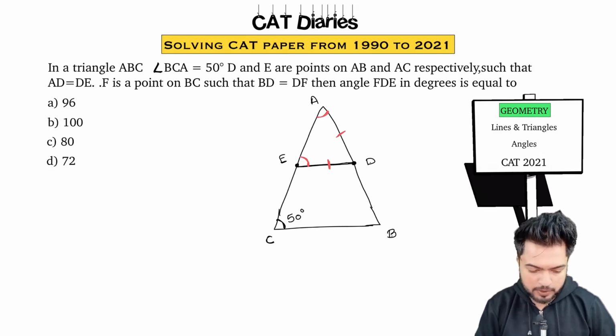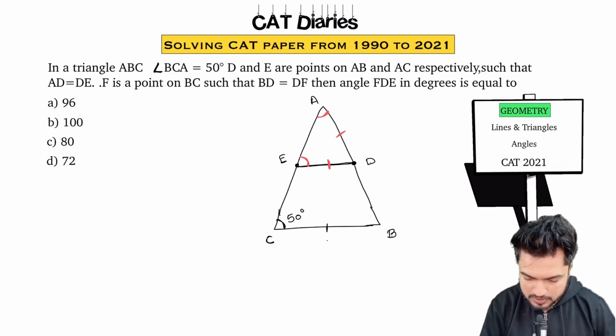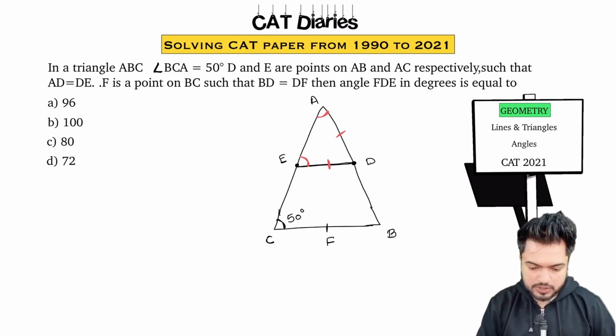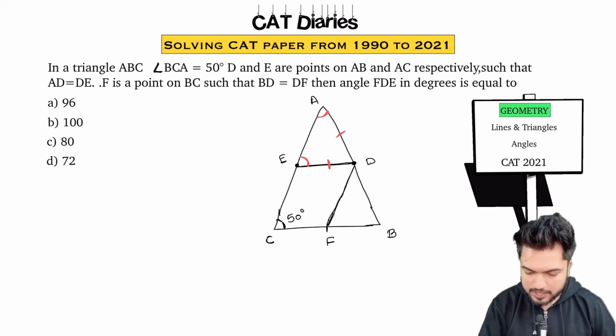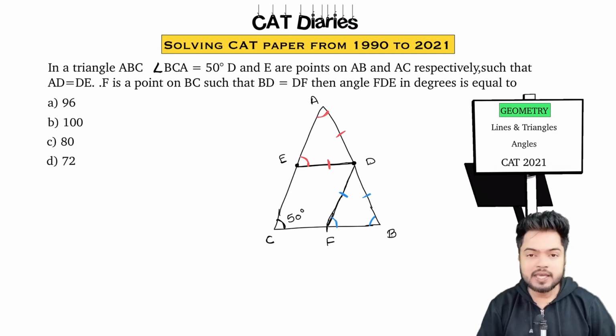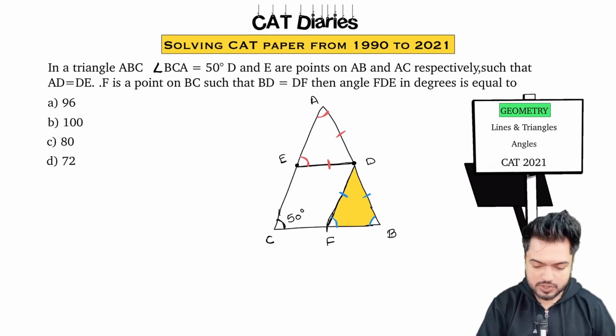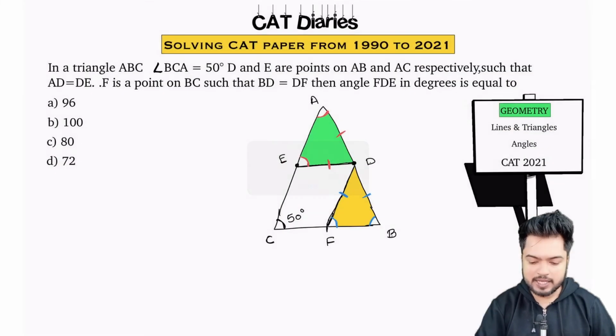Then F is a point on BC. So F is a point on BC here, such that BD is equal to DF. So I have to join this again, which is DF. And I know that BD is equal to DF, so this is equal to this, which means these two angles are equal in triangle BFD. So I can see two triangles here. One is this yellow triangle, where angle F and angle B are equal, and one is this green triangle where angle A and angle E are equal.